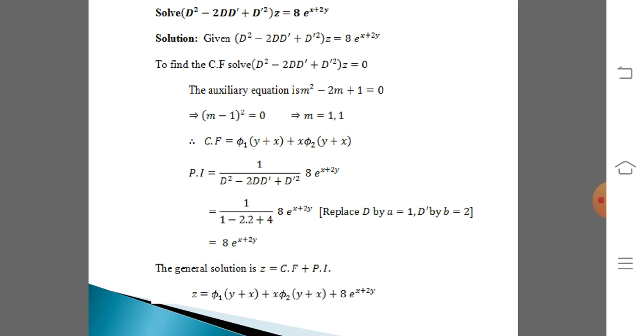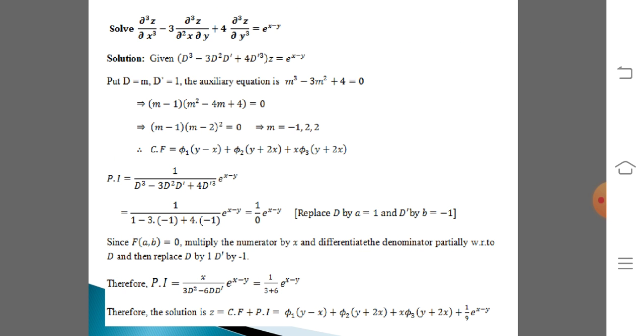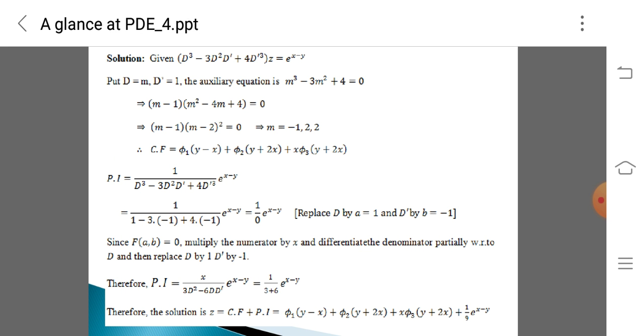Therefore, the solution is z equal to CF plus PI, which is equal to phi 1 of (y plus x) plus x into phi 2 of (y plus x) plus 8 e power x plus 2y. This is the solution for the given PDE. Let us take up another problem.